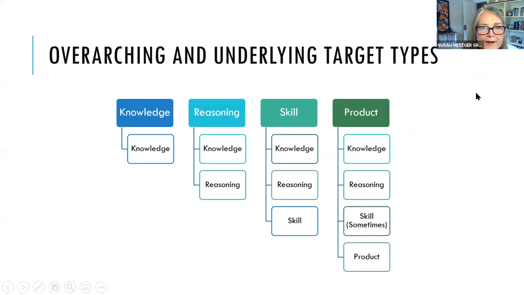Okay. All right. I'm giving this here just as a little reminder from last time, and it's really what we did a few minutes ago. When the overarching type of a standard or target is knowledge, there are knowledge underpinnings, of course. If it's reasoning, there's knowledge and reasoning that underlies it. If it's a skill target, like with this one, there's knowledge, reasoning, and skill that underlie it. And if it's a product, it's going to be all of these. We talked last time about how, according to the literature, sometimes skill is part of it. But I think it was Anne last week who identified an example of when a skill wouldn't be necessary for creating a product, but it's pretty rare.